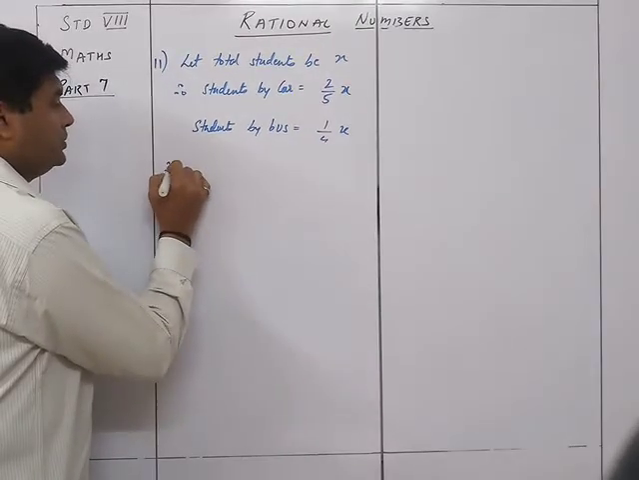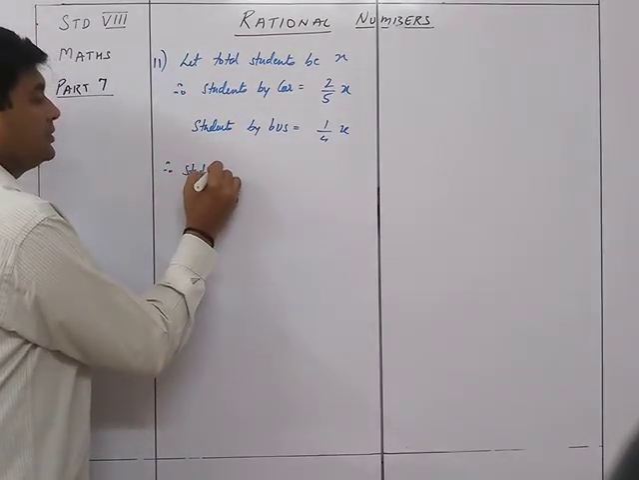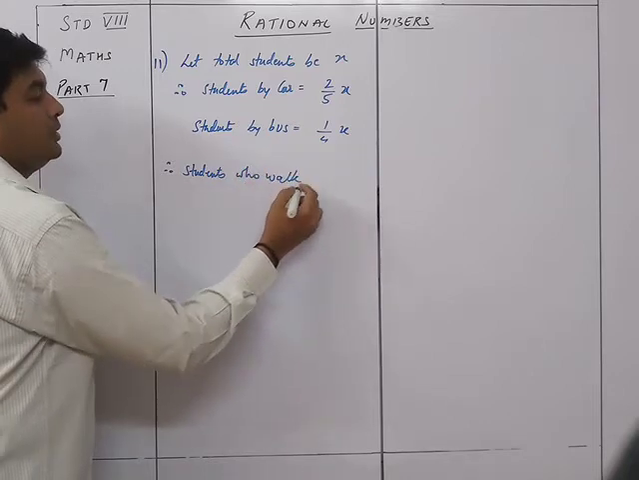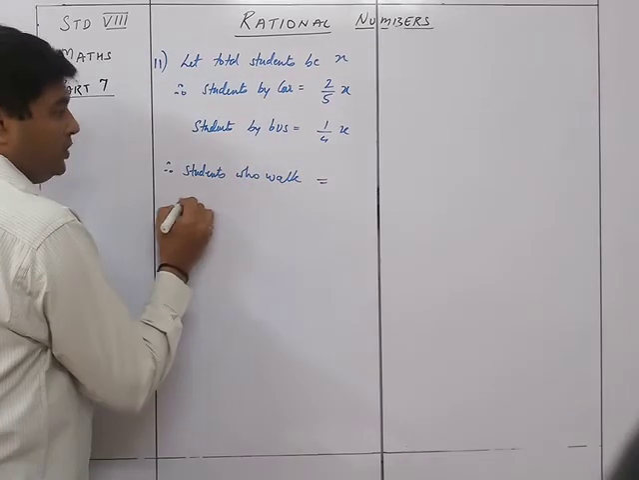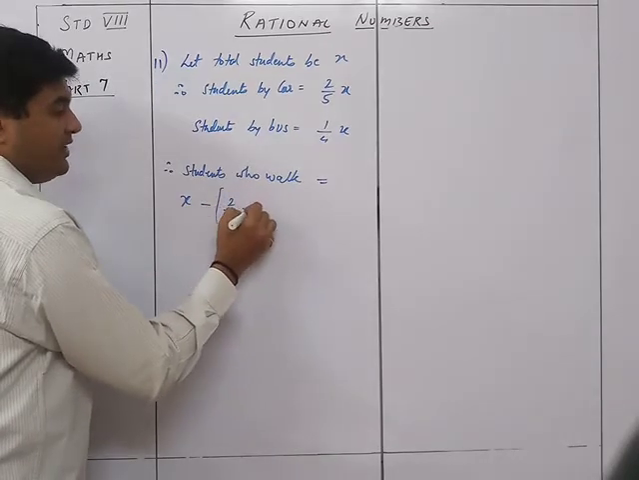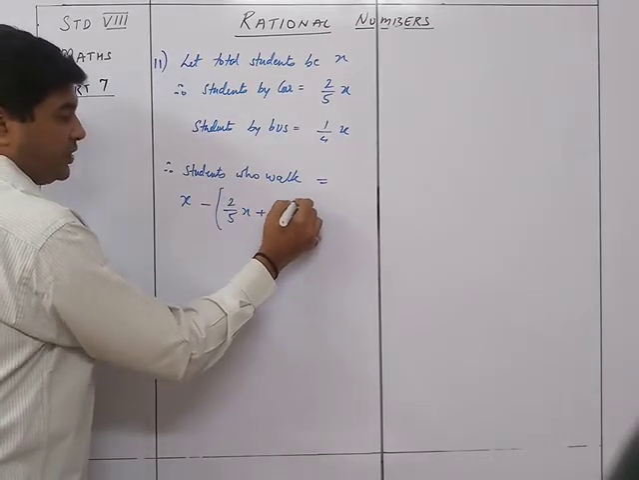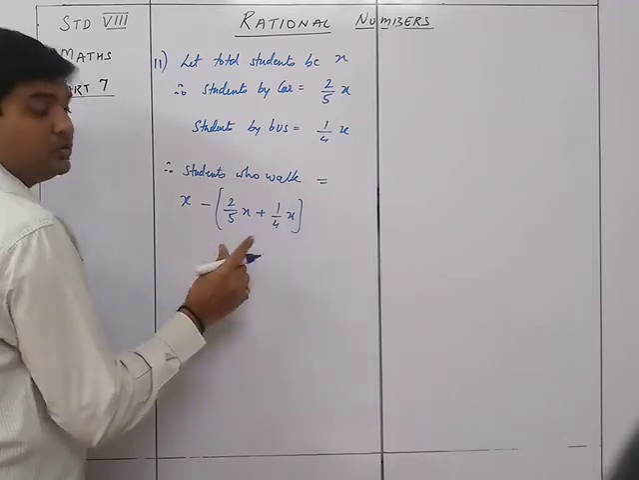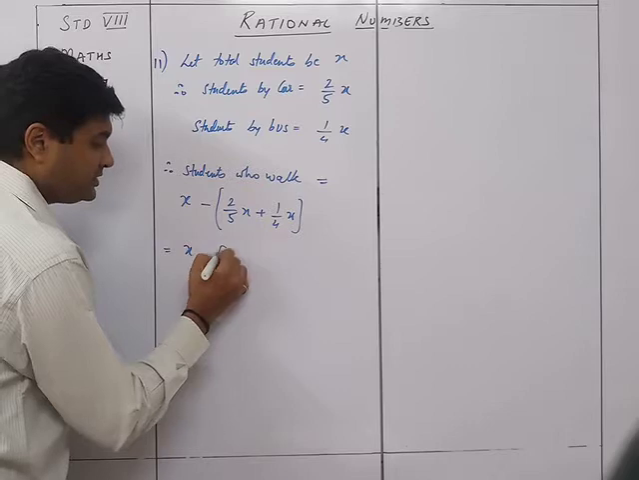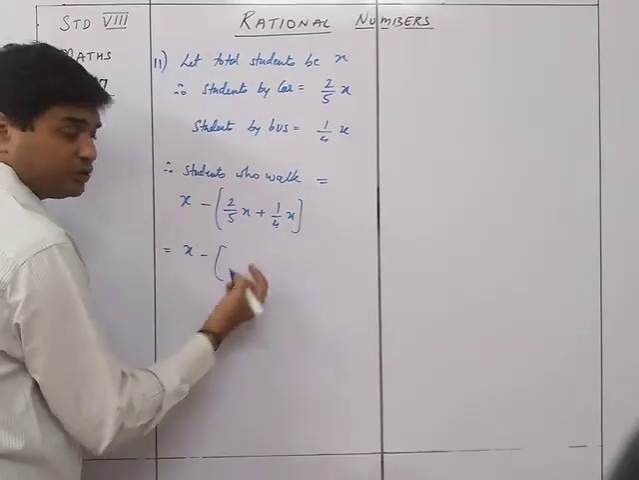Therefore, students who walk is equal to x minus 2/5x plus 1/4x, because that's the number of students who come by walking. So accordingly it will be x minus, LCM of 5 and 4 is 20.